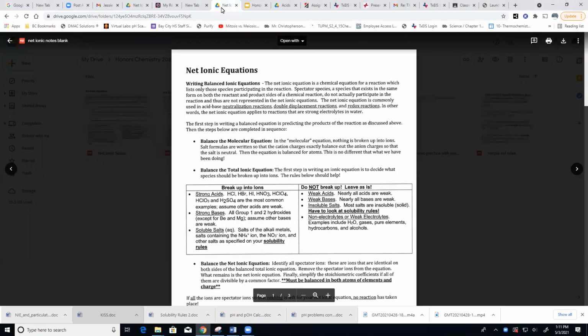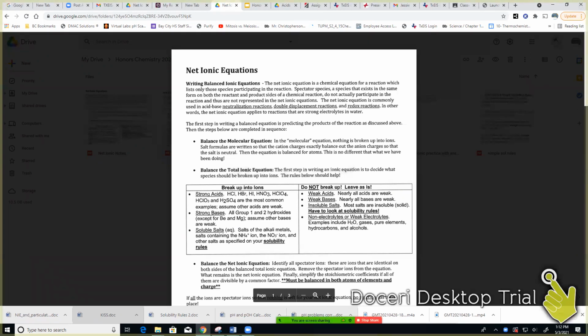All right, so the reason that we stop right here and do this little unit is because net ionic equations are used a lot with acid-base reactions, specifically with titrations, which is where we're moving on in our other set of notes on Wednesday. So on a net ionic equation, there are several steps that we're going to take to get to the actual net ionic equation.